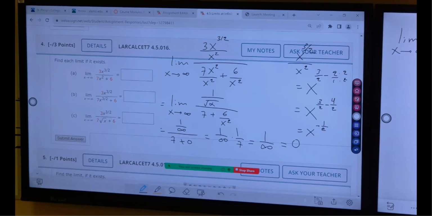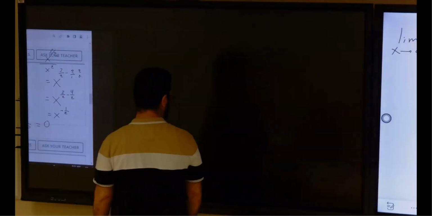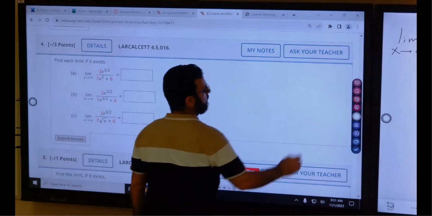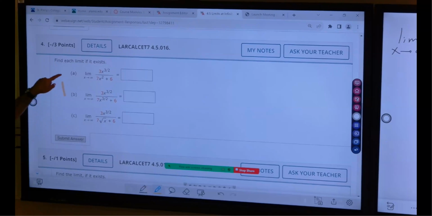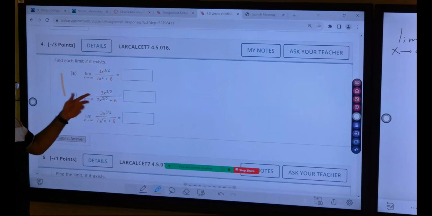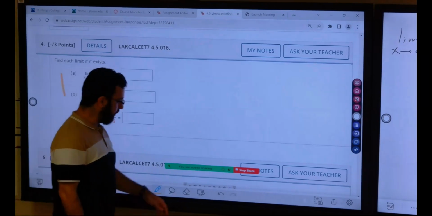Let's do the next one, B. Now, B, it's easy, because you're going to divide by x to the 3 over 2. The left from here is just 3, and this one is going to be 7. So 3 over 7. You already solved it. What about the next one?